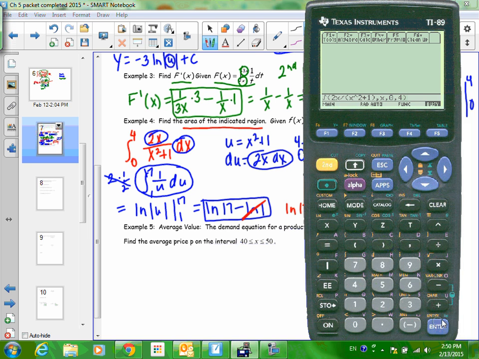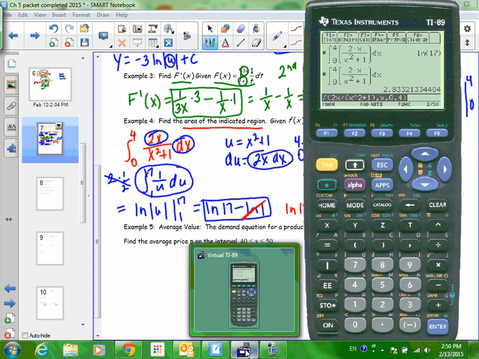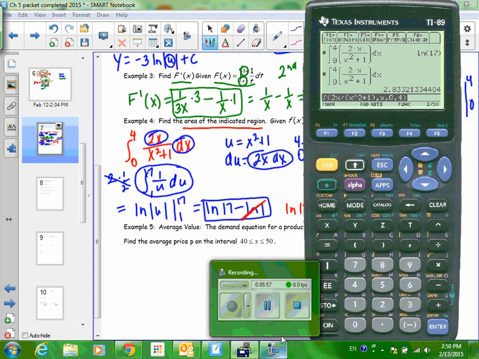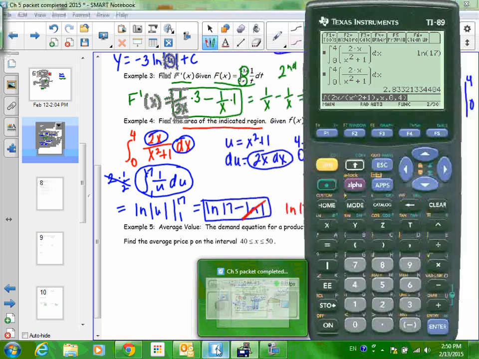So that's how you do that in the calculator. And see, we get natural log of 17. What if our answer choices are decimals? How do we get a decimal from here? The diamond enter thing. Here we go, diamond enter. And so it takes a second to calculate it. It's doing a lot of calculations. And we get 2.833.